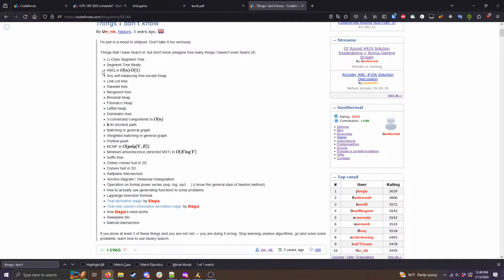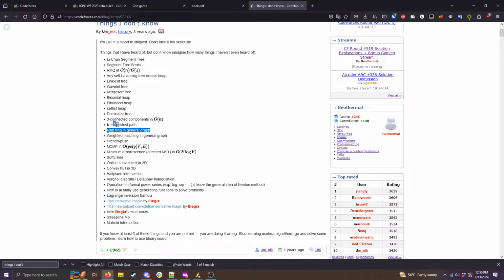I would say I know very few of these. I think I know RMQ in O(N) and O(1), and I know the general idea of what a Li Chao segment tree is, but I haven't ever coded it up or used it at any point. I know that matching in a general graph is an algorithm that exists, but I've never used it. Anyway, the point is that it doesn't make sense to try to learn every algorithm that could possibly come up. Instead, when you do a contest, you can look for any algorithms that you would have needed to know to solve a problem within your rating range. And if you fail to solve a problem because you didn't know a certain algorithm, then at that point it makes sense to learn that algorithm.